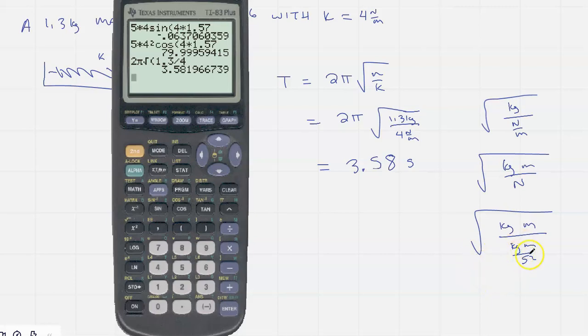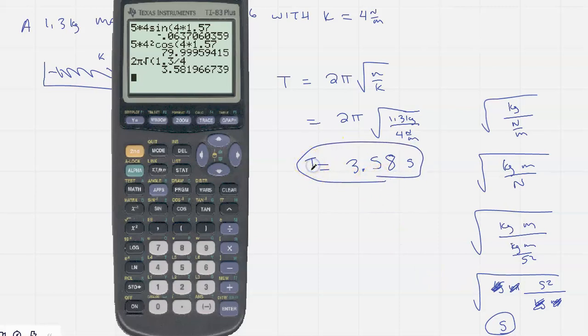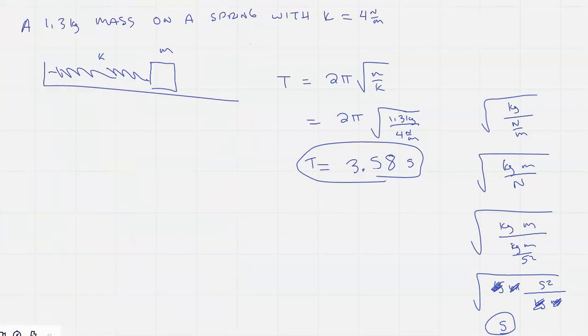And let's just invert this and see what it'll cancel out. I've already got a kilogram and a meter on top. I want to invert this thing, so I get second squared on top and a kilogram meter on the bottom. The kilogram meter on the top cancels the one on the bottom, same for the meters. I've got the square root of second squared, which would just be seconds. All right, and that's how you get to the unit there. But 3.58 seconds.